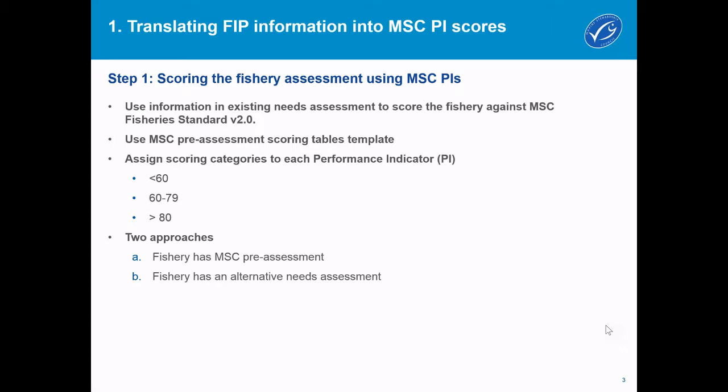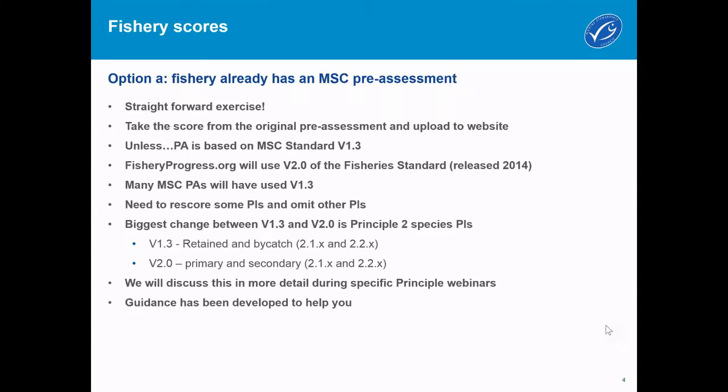The first approach is by far the simplest, and that's when the fishery has already had an MSC pre-assessment. The second approach takes a little bit more work and a little bit longer, and is when your fishery has had an alternative needs assessment but hasn't already been scored against the MSC Fisheries Standard. So we'll look at the first option, which is when your fishery already has an MSC pre-assessment. It's a pretty straightforward exercise.